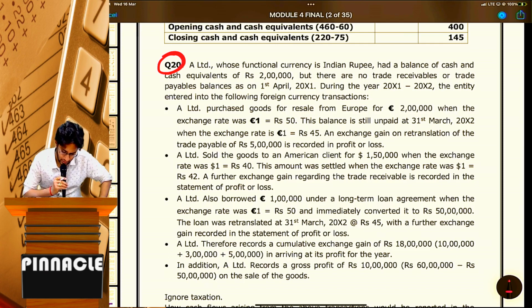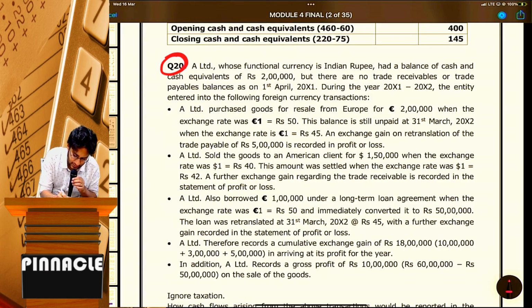That is fine. Next. A Limited also borrowed 1 lakh euros under a long-term loan arrangement when the exchange rate was 1 euro equal to 50 and immediately converted into 50 lakh rupees, obviously. The loan is retranslated on closing date at 45. So 1 lakh into 5 rupees gain. So a further exchange gain of rupees 5 lakhs. Go to the first point, sir. Please make this 10 lakhs. This is a printing error.